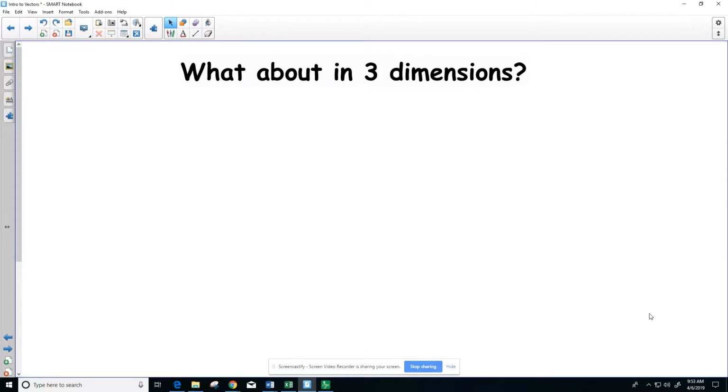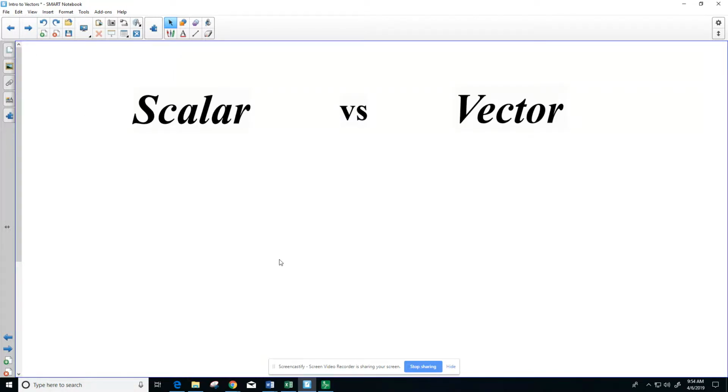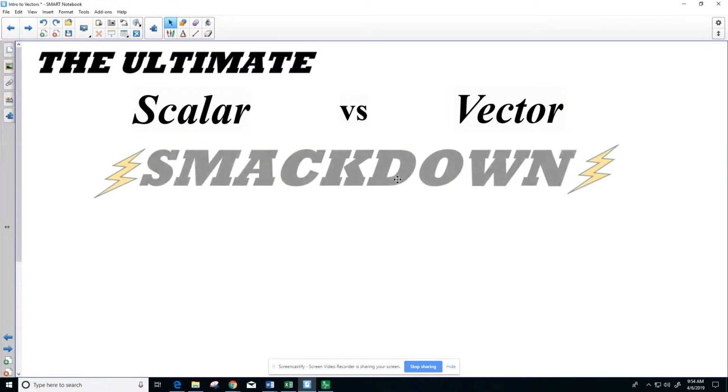And so this is where we have to have a discussion about 2 very important terms that we're going to use to describe these motions. We have to talk about the idea of scalar versus vector. Some of you have heard these terms before. In a little bit, I'm going to ask you to think about what you might know about scalars versus vectors, but there's some very clear differences between them. So instead of just asking what's the difference between a scalar and a vector, why don't we have the ultimate scalar versus vector smackdown?